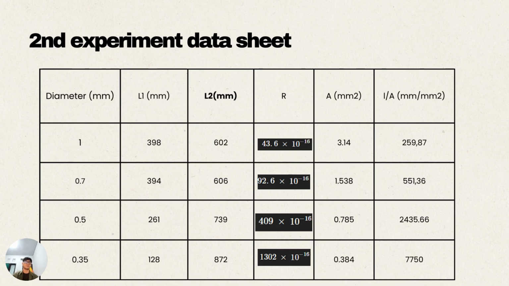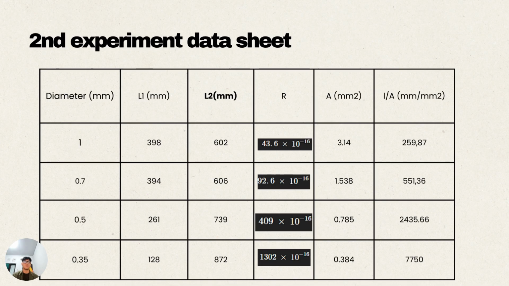Second experiment sheet. The first one is using 1 mm of diameter. L1 is 388, L2 is 602. The resistance that we find is 43.6 times 10 to the minus 6. A is 3.14. L per A is 259.87. Next, 0.7 mm diameter: L1 is 394 millimeters and L2 is 606 millimeters. Resistance is 92.6 times 10 to the minus 6.